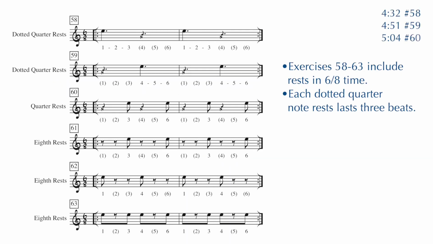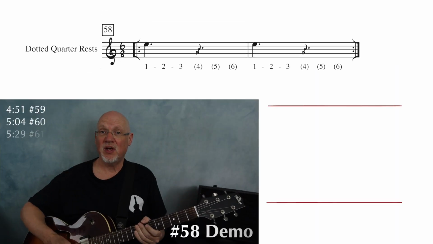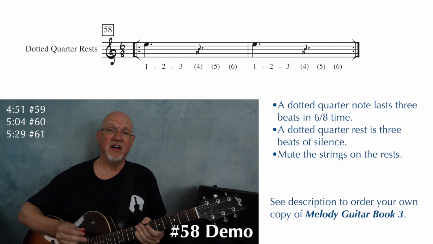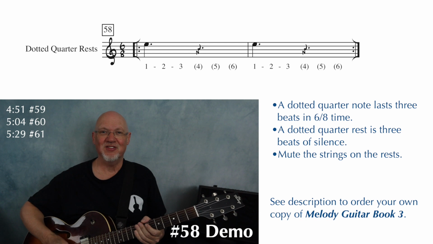At the bottom of page 33, we have numbers 58 through 63 showing what rests will look like in these types of time signatures. You're going to see a lot of dotted quarter note rests in these time signatures. Number 58, we have dotted quarter note followed by dotted quarter rest. Here's what that sounds like.